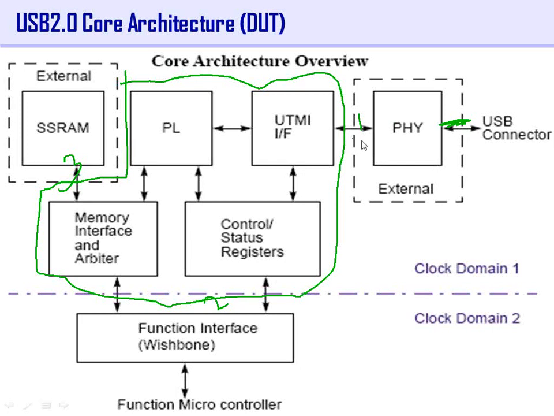Speed negotiation involves this interface, because the device is the one which has to send what? Chirp K. The device is the one which has to achieve the KJ pattern, then it has to agree whether it agrees or not. Then data transfer, who has to do it? This one. And suspend resume, even this one.